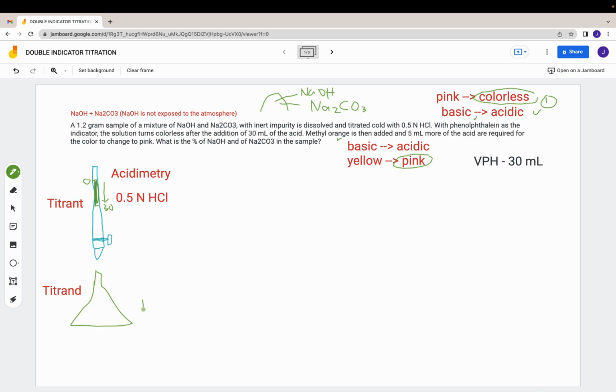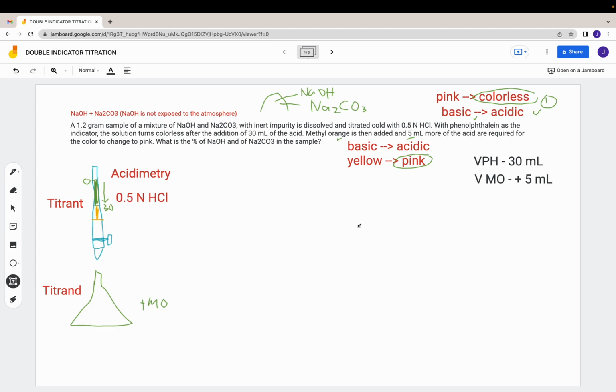Now, when you added your methyl orange, the second indicator, it took you another 5 ml. So let's just put it here, assuming this is 5 ml. That's the volume you added in order for you to achieve your methyl orange endpoint. Again, let's write it down here so it's clear: for the methyl orange endpoint, you added 5 ml.